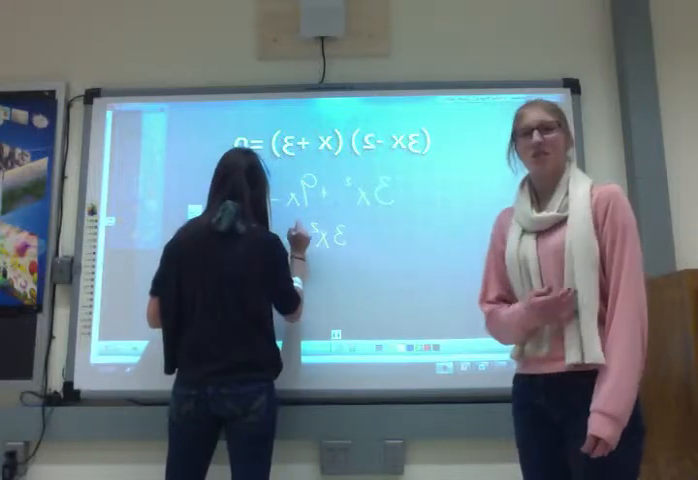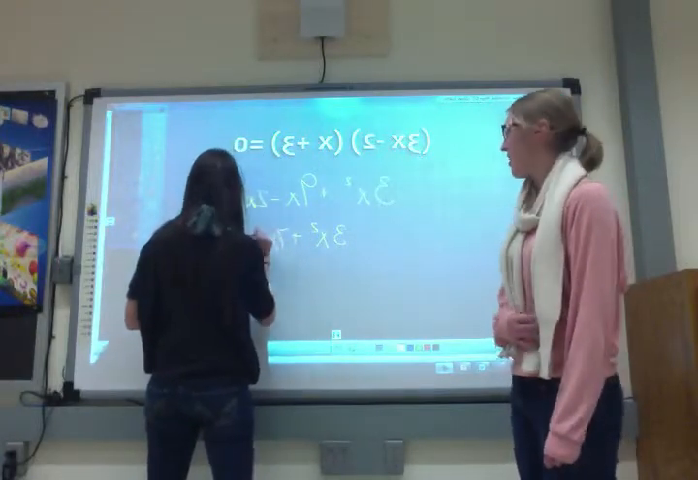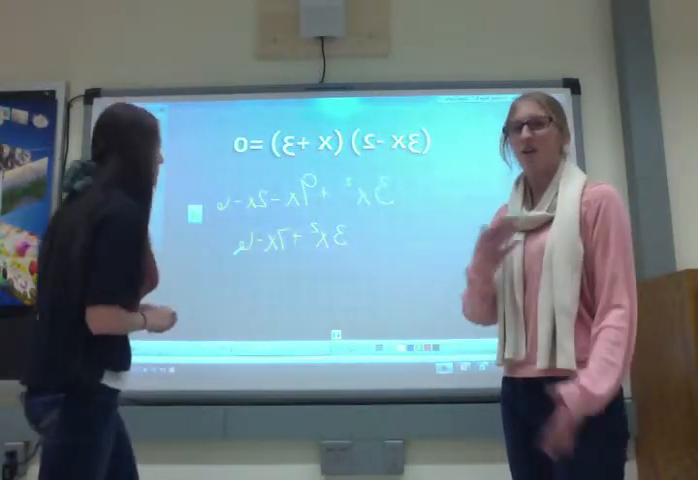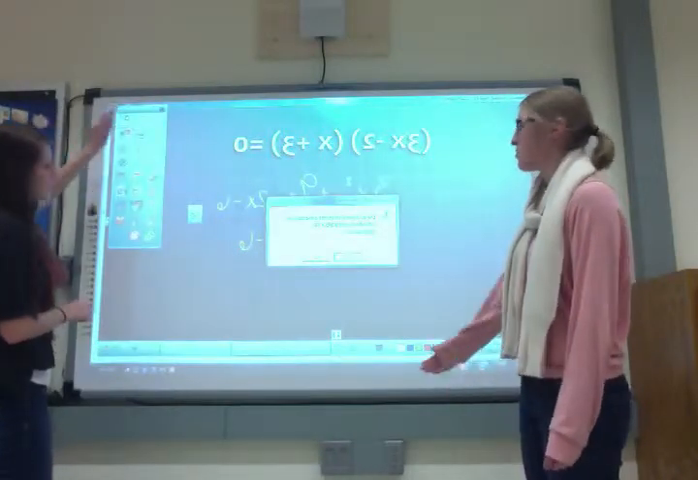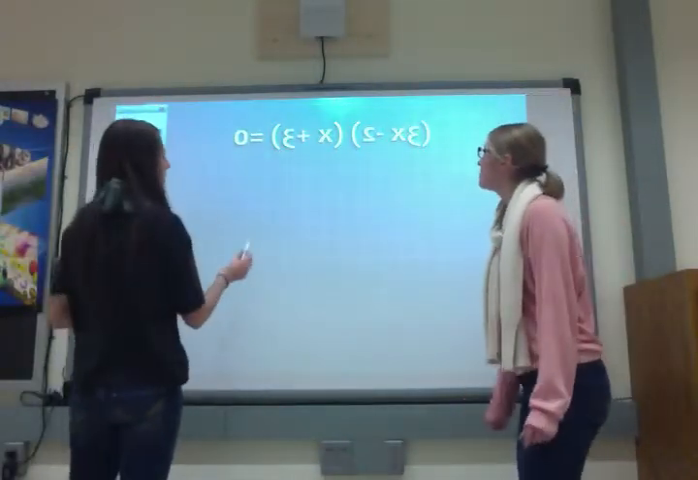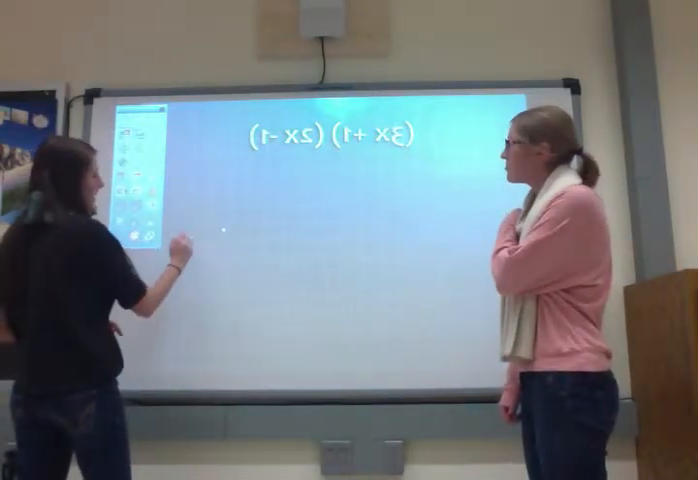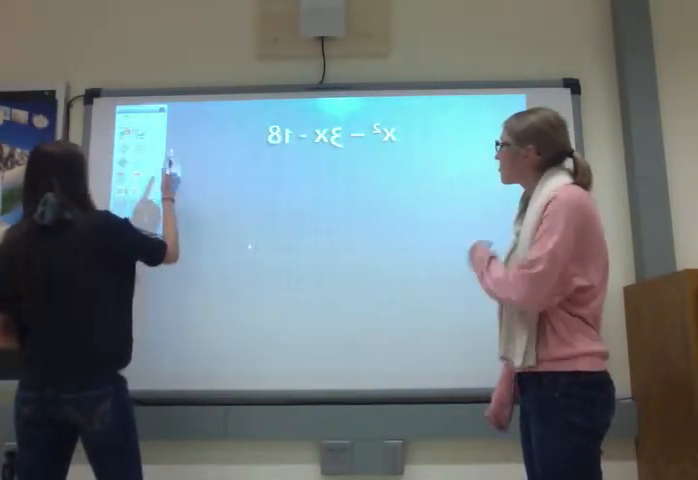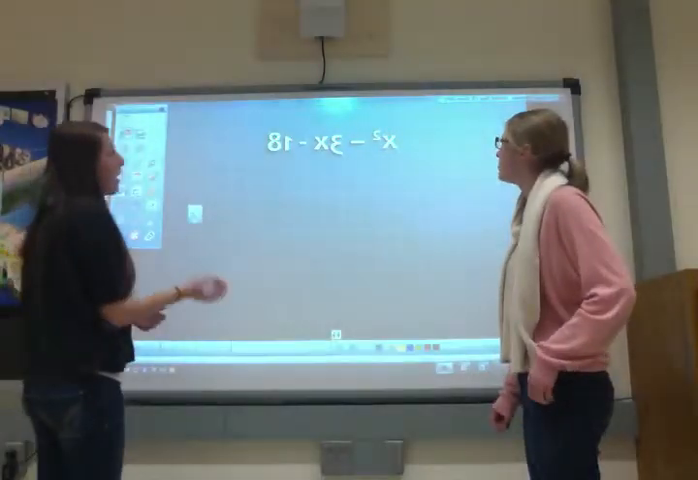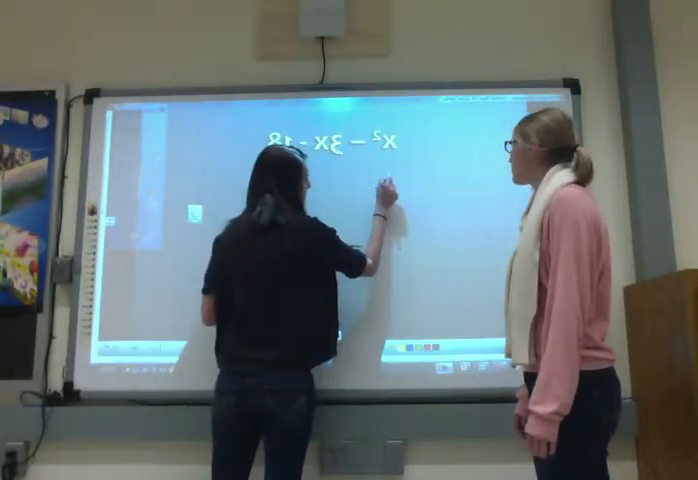Hopefully that'll help reinforce and teach the FOIL method and make it fun, involve the classroom, and help them use the smartboard as well. That was just another problem, the same problem, and then here would be a more complicated one. And then here is the method of doing it backwards.